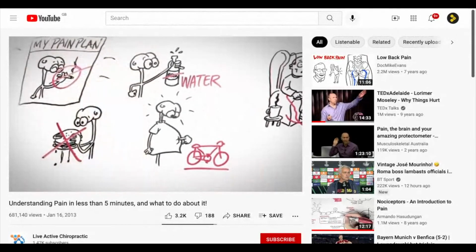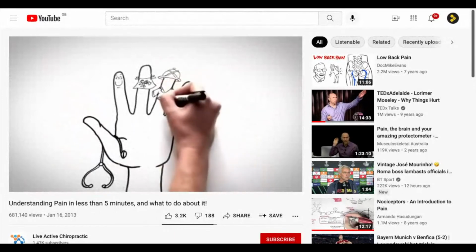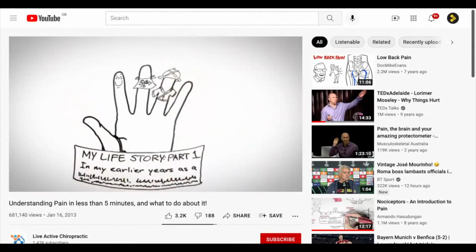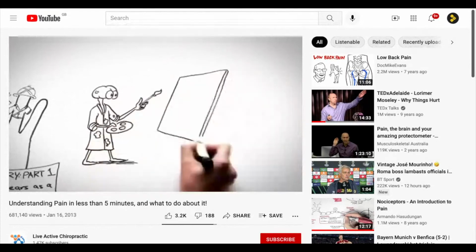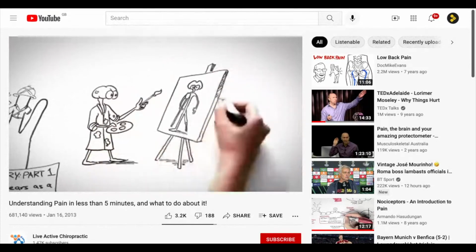Then there's often enormous value in exploring the deeper meaning of pain and the surrounding personal story, by stepping back and looking at all the things that were happening around the time the pain developed.